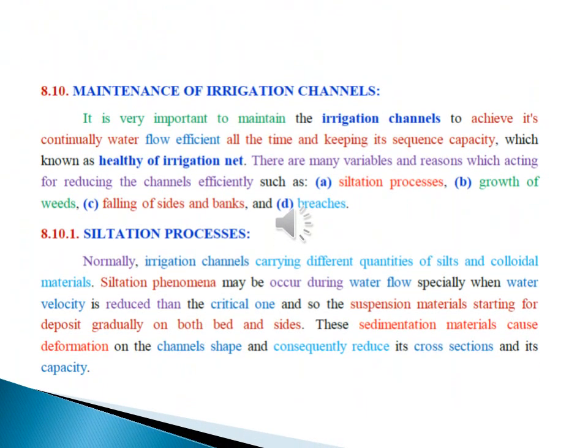Maintenance of irrigation channel. It is very important to maintain the irrigation channel to achieve its continual, efficient water flow all the time and keep it in good condition, which is known as a healthy irrigation net. There are many variables and reasons which reduce the channel efficiency, such as siltation processes, growth of weeds, falling of sides and banks, and breaches.